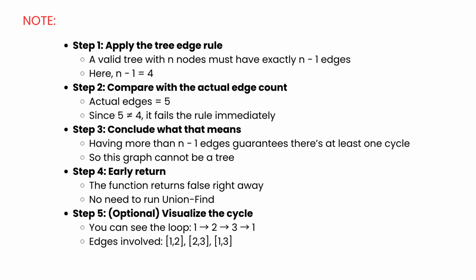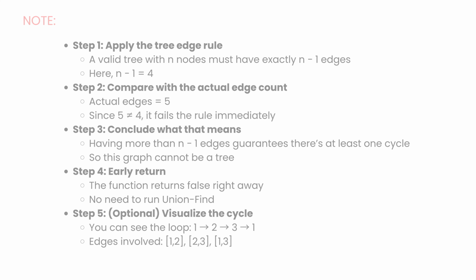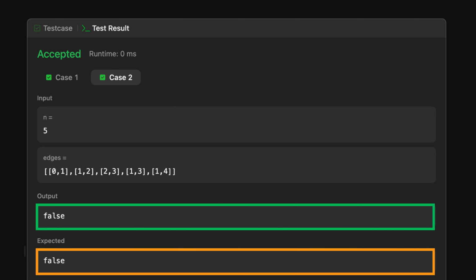And that's already enough to conclude it can't be a tree, because having extra edges guarantees there's at least one cycle somewhere. So the function returns false immediately, without even needing to run Union-Find. And if we did think about it structurally, you can see the loop 1, 2, 3, 1 forms a cycle because edges 1-2, 2-3, and 1-3 connect back around. And that's exactly what our program outputs, false, matching the expected result.